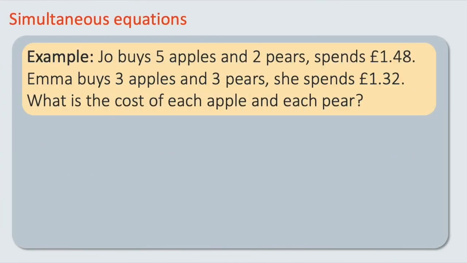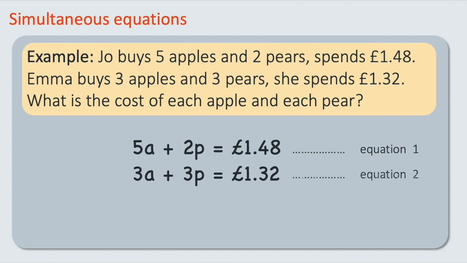So, let's have a closer look at Joe's purchase. Joe buys 5 apples, we'll call this 5A, and 2 pears, calling this 2P, spending £1.48. This gives us the expression described in equation 1. Let's consider Emma's purchases. 3 apples gives us 3A, and 3 pears giving us 3P at a cost of £1.32. This is shown by equation 2.